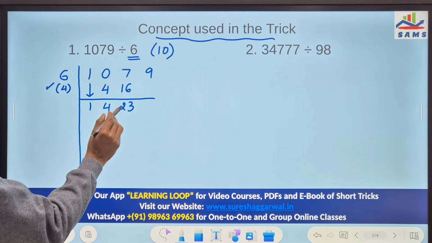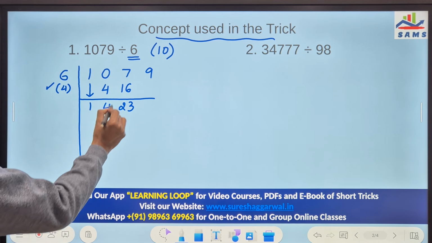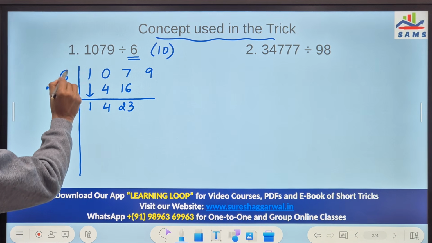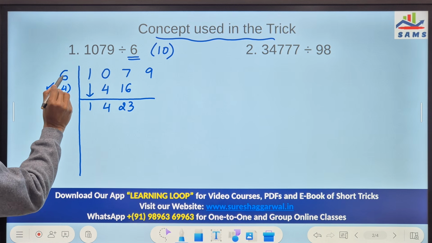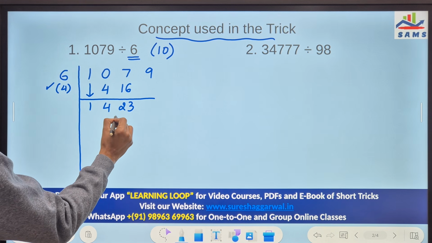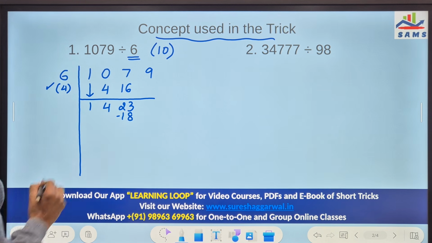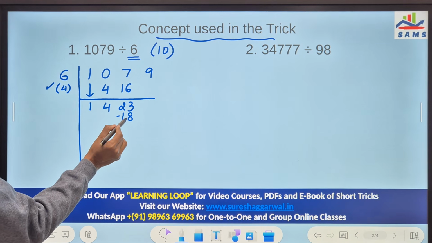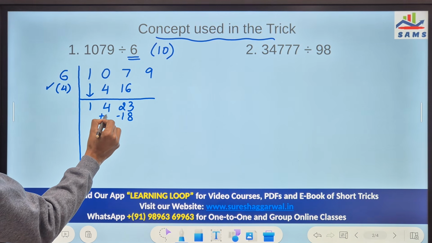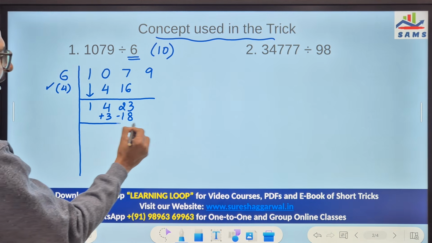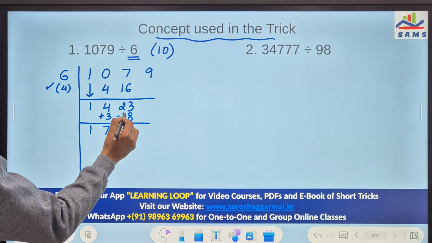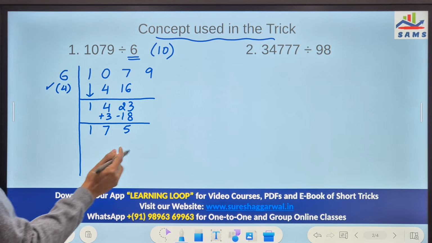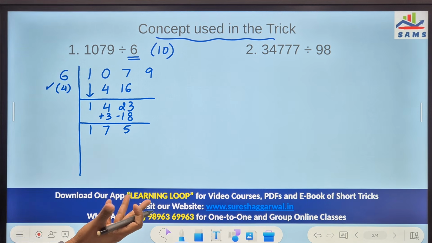Now as soon as here in these numbers you get a number which is greater than the divisor 6, what do you do? You reduce it. Now 6 3 times is 18. So I can subtract 18 from here, and because I subtracted 3 multiples, I will add 3 to the previous number, giving me a new set of numbers 1, 7, and then 23 minus 18 is 5. And now I will continue what I was doing earlier.